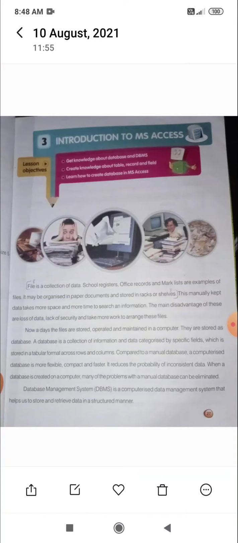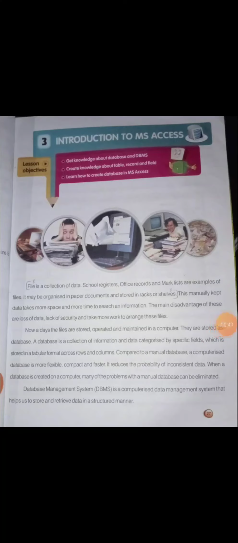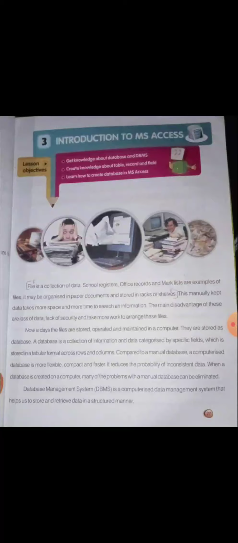File is a collection of data. So that means school register, office records, and mark list are examples of files. If you have data that can be typed, MSACCESS will be a great solution for storing information. Data means facts that can be recorded and have implicit meaning. Data means we have collected some information, based on school register, office record, and mark list examples.